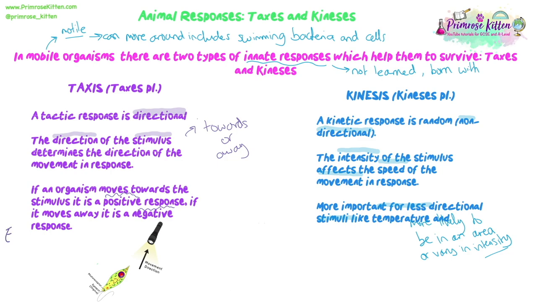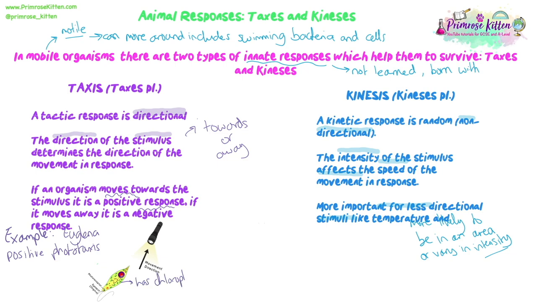Okay, so let's have an example for taxis. So I've got my euglena here, which is a single-celled photosynthetic organism. So it has the ability to photosynthesize. It's single-celled. It's free-living. It has a flagellum, so it is able to swim and move around. It has a photoreceptor, or an eye spot, which allows it to detect light, and it demonstrates positive phototaxis, which means obviously it moves towards light.